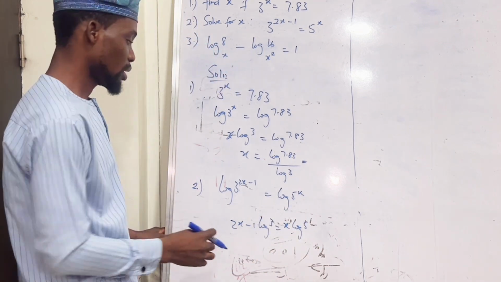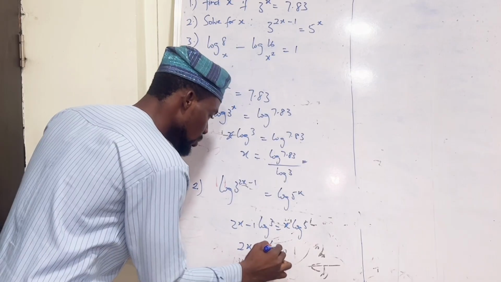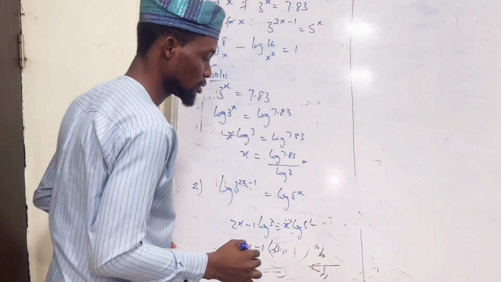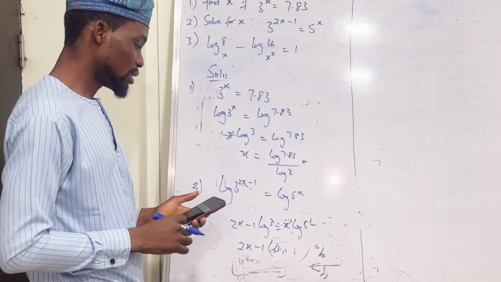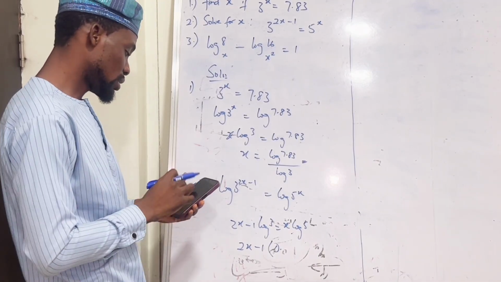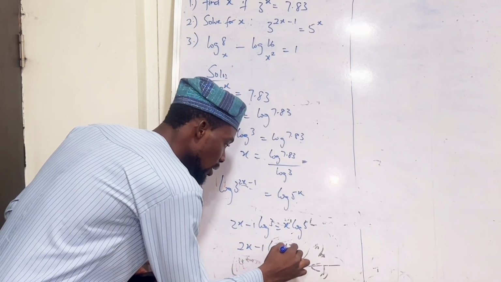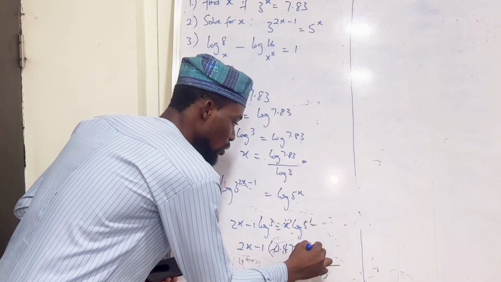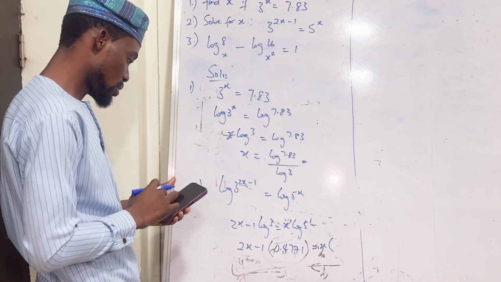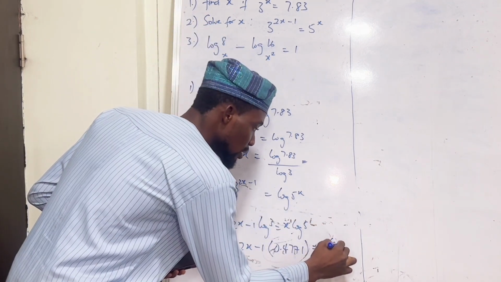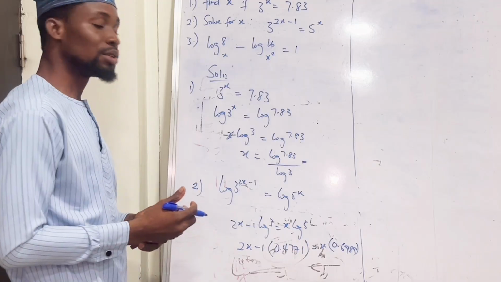Now very quickly, I have to get my calculator to get the exact value of log 3. Log 3 is 0.4771. So that equals x times log 5, which gives us 0.6989. At this point, you expand and you get your final answer.